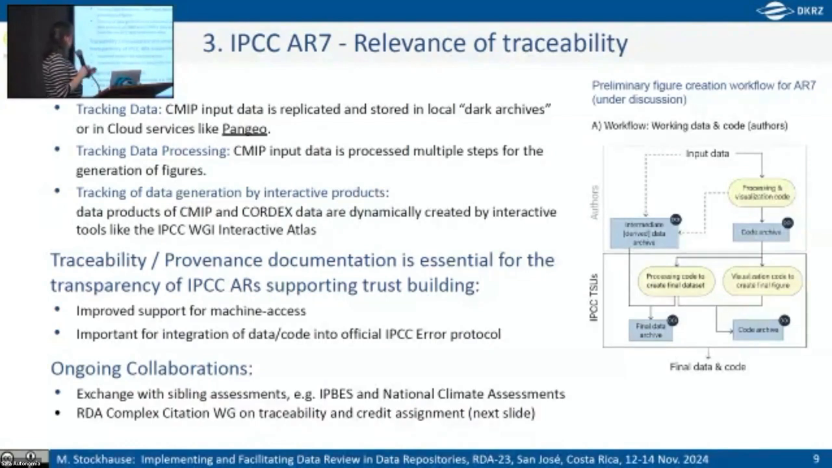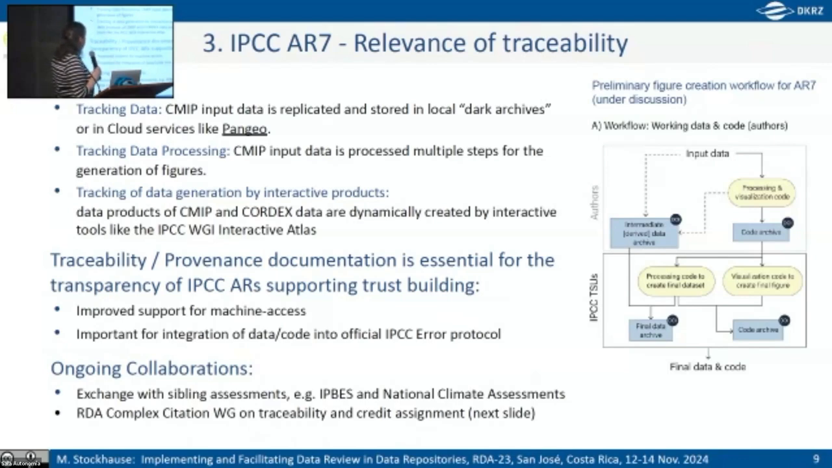We have, as I said, these many steps from the input data to the final result, and we have these interactive products. So we need really to make sure that it is obvious that this image was created by this interactive tool and attach all this provenance information on how this was created.